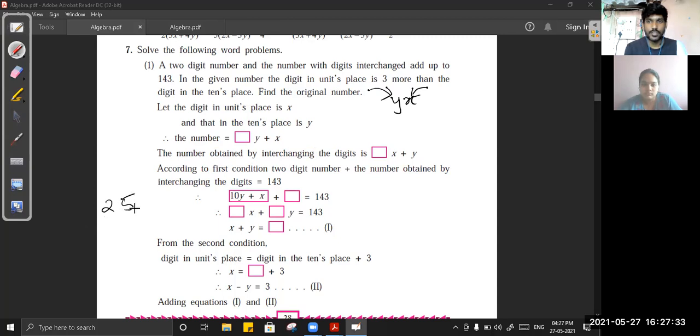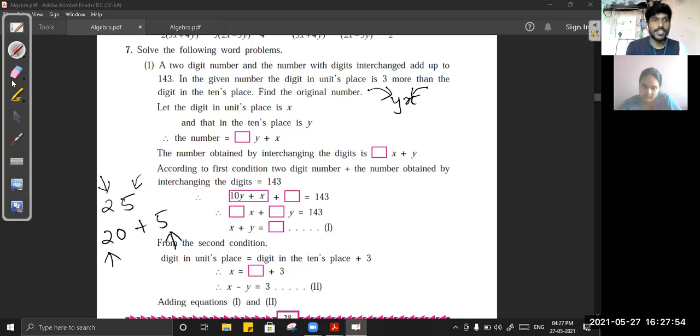Can you tell me which number is in the units place? 5. And which number is in the tens place? 2. Yes, 20. This number can be written as 20 plus 5. So this is the tens place and this is the units place.